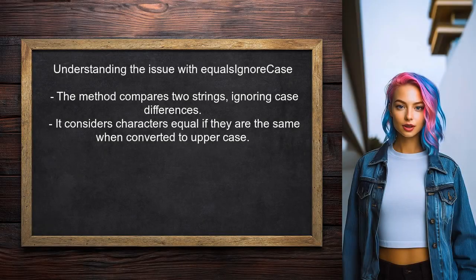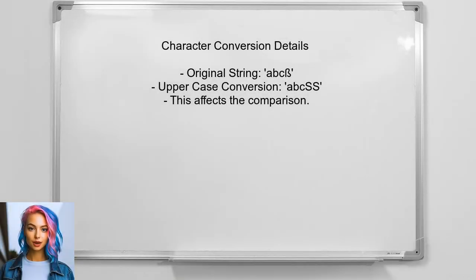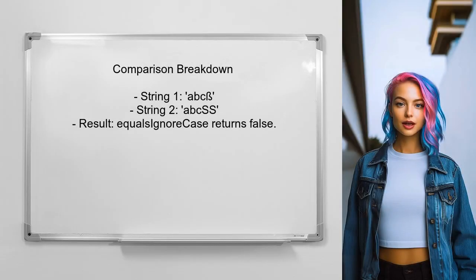To understand why the program is not printing EqualsIgnoreCase says they are equal, we need to look closely at how the EqualsIgnoreCase method works in Java. In the provided code, the user is comparing a string with a special character, the sharp S, which is represented as ß in Unicode. When converted to uppercase, this character becomes SS. When the user calls EqualsIgnoreCase, it compares ABCß with ABCSS. Since these two strings are not the same, the method returns false.